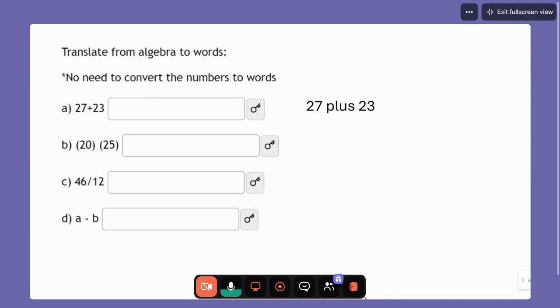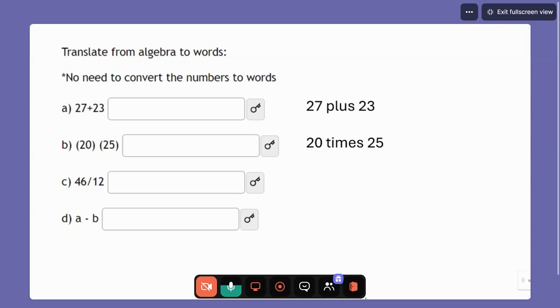Next one, we remember that with those brackets, when the numbers are written in brackets and put right beside each other without anything in between them, what it really means is multiplication. So the simplest way to write this one out would be 20 times 25.